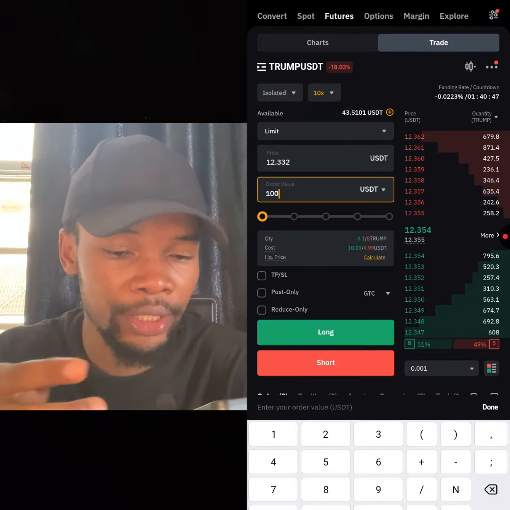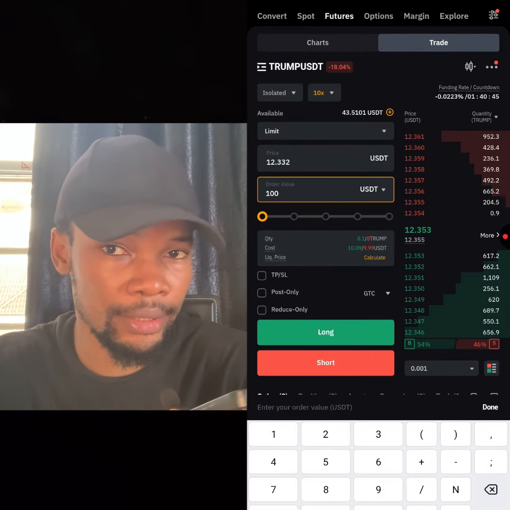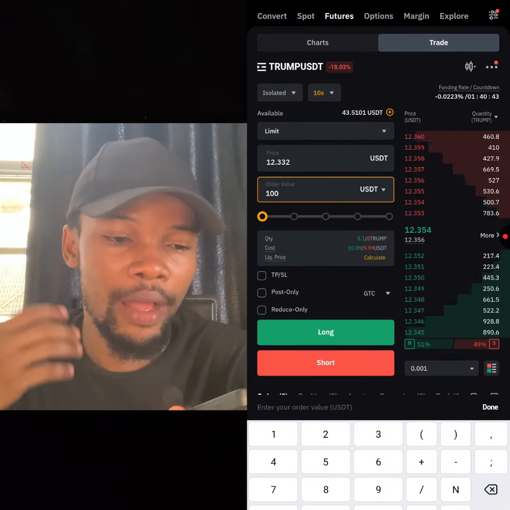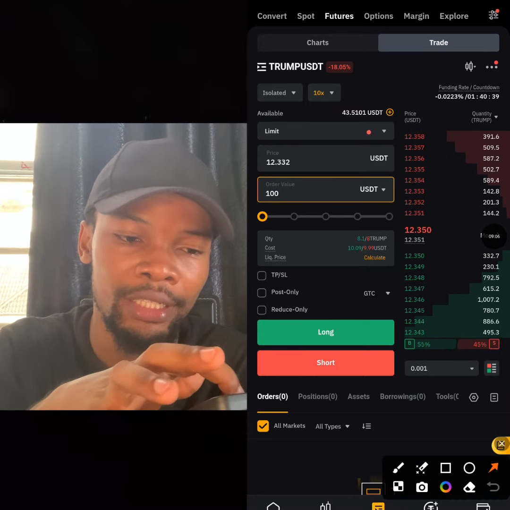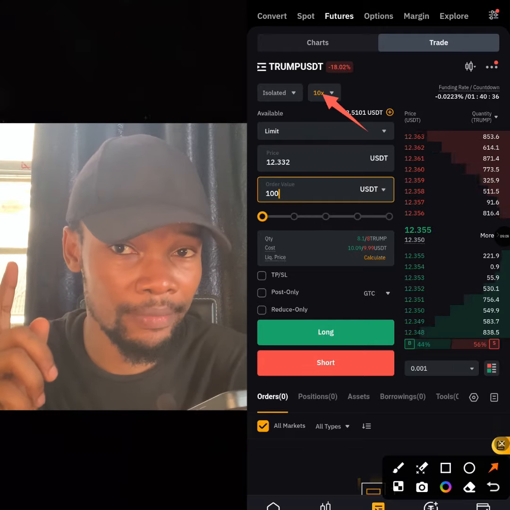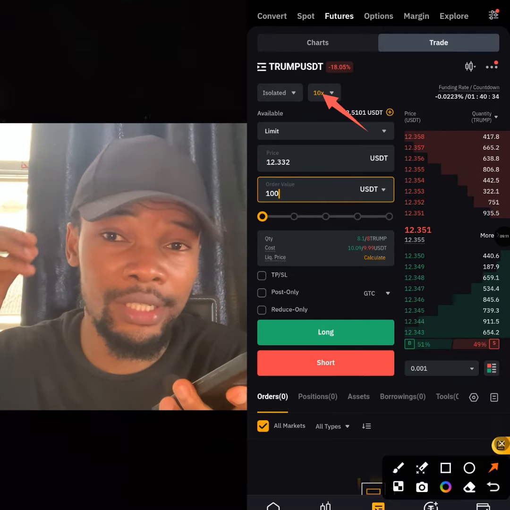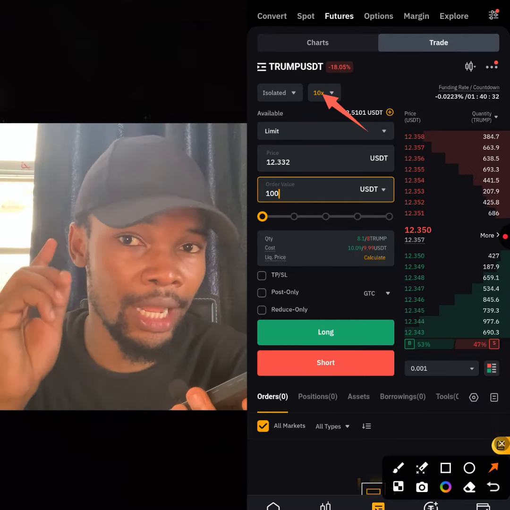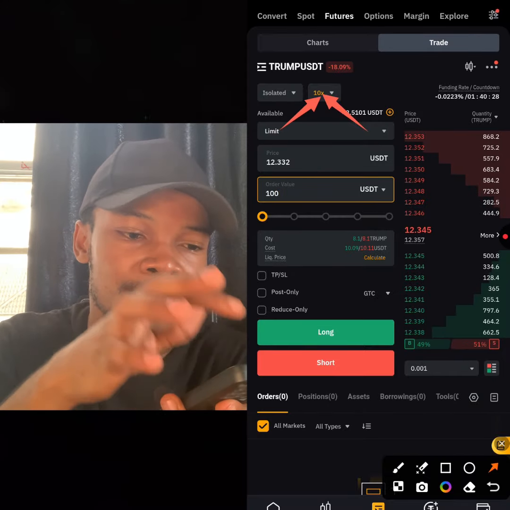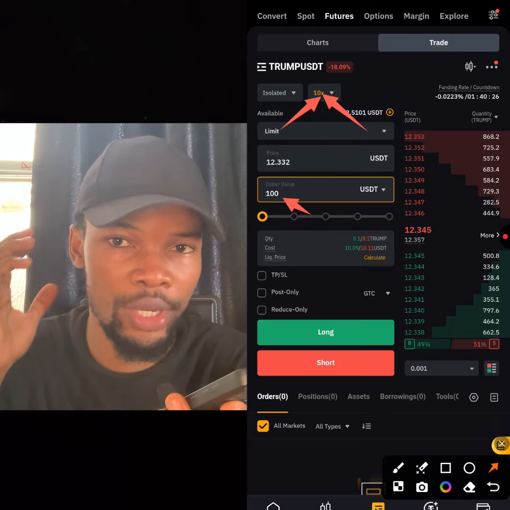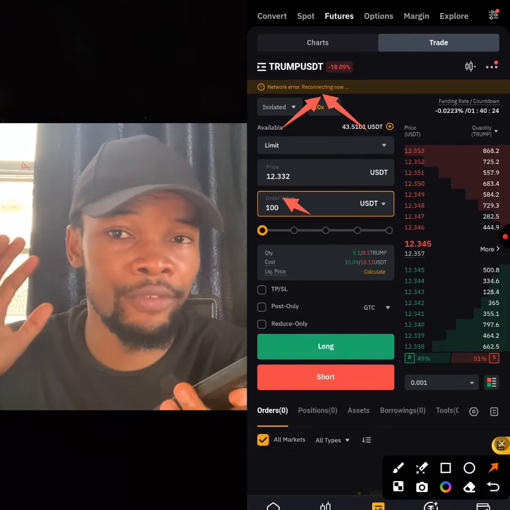Why did I put 100? I'm using $10 to trade from my money, and I'm multiplying that $10 times the margin I have selected. I have $43. On my $43, I'm using $10 to trade. Now, $10 multiplied by 10 times is 100 USDT. So you put 100 there and leave it like that.